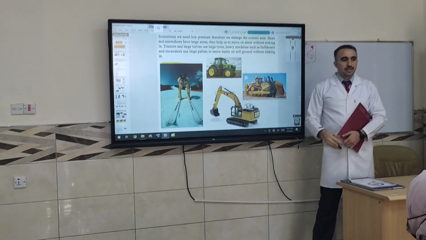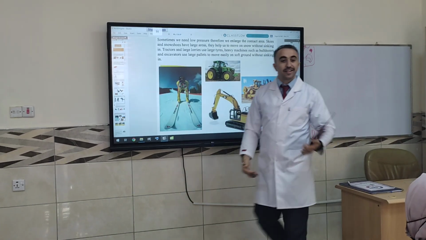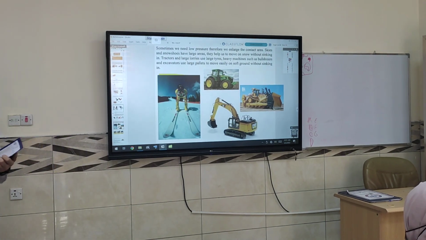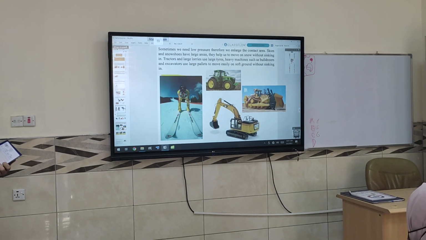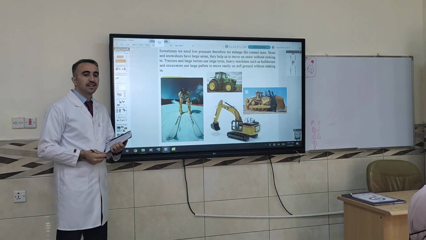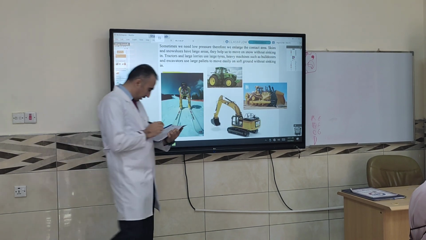Why do tractors have huge wheels? Yes, Ina? Because the tractors always walk on muddy places, so that's why they need big wheels. So a large area, less pressure. They will not sink in the mud. Yes, well done, Ina.